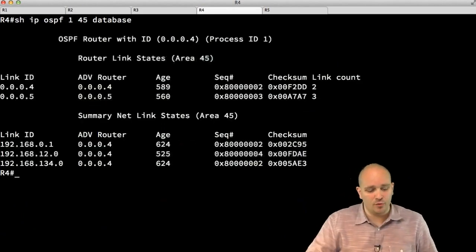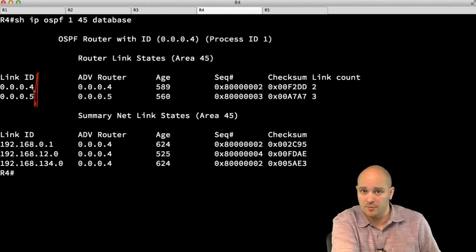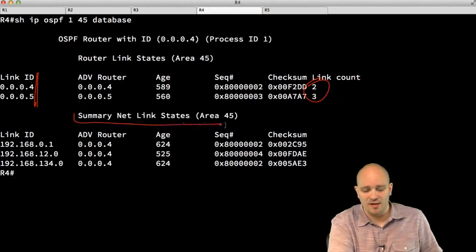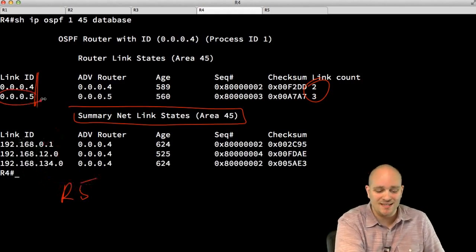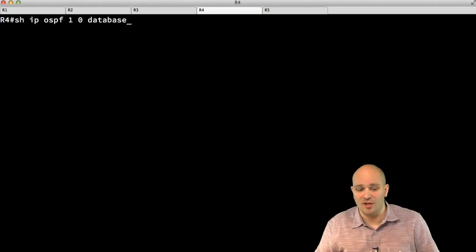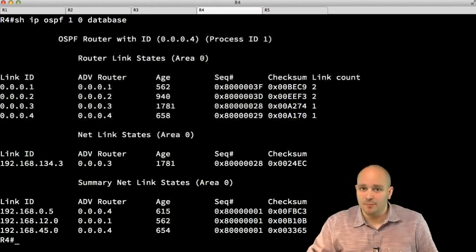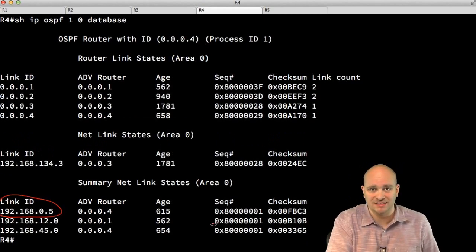So let's take a look at the area 45. For example, for area 45, what we are seeing here are two type 1 LSAs, one generated by R4, one generated by R5, with a certain number of link counts. We have already talked about this. Now, in the summary net link state here, I'm going to have some inter-area routes, yes, but what we will not have here is R5's loopback, because R5's loopback is an internal route. But if I take a look at the database for area 0, I will indeed have the information about this loopback.